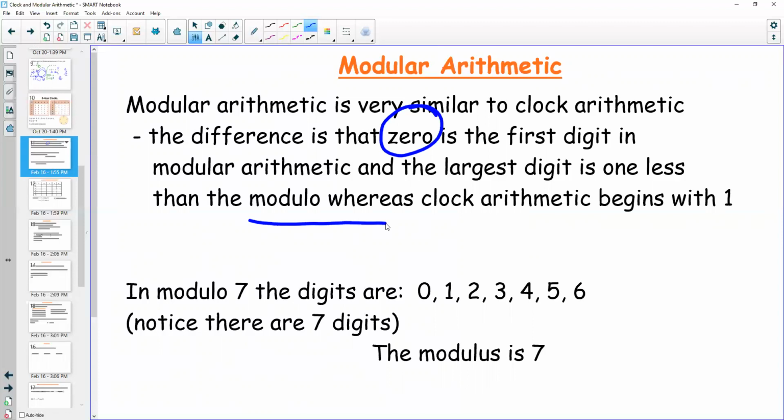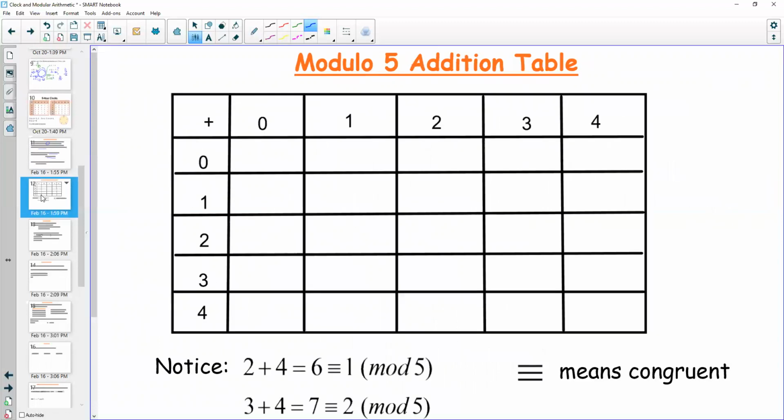Okay, clock arithmetic always starts with 1, right? There's no 0 on our clock. So if I have modulo 7, the digits are going to be 0 through 6. There are 7 digits. Then modulus is 7. I know this sounds insane. It's okay. So I'm going to make a table in modulo 5. In modulo 5, I have 0, 1, 2, 3, 4.